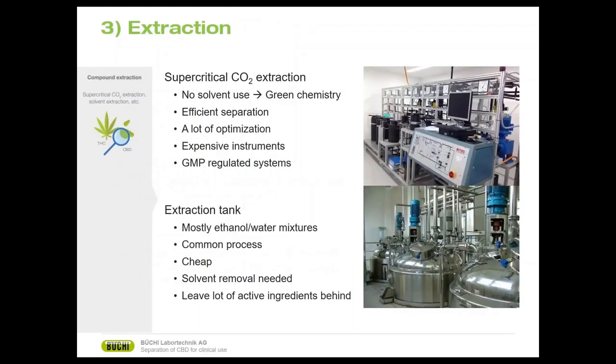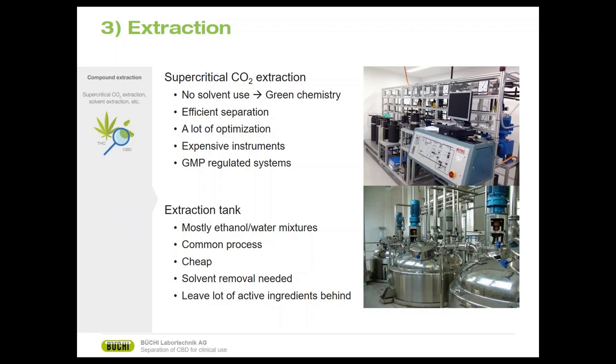The third one, extraction. Extraction is the step where you get your crude oil from your plant. There are many ways to do the extraction. Supercritical CO2, solvent ethanol, hydrocarbon extraction are some examples for that. In the cannabis industry, the most used methods are supercritical CO2 and solvent extraction. Depending on the regulations and the money you have, you can decide to choose one.